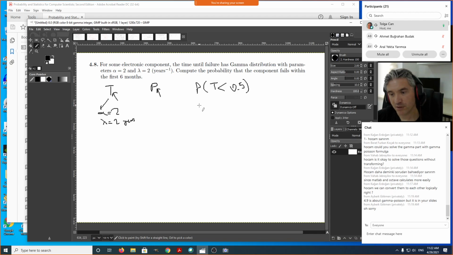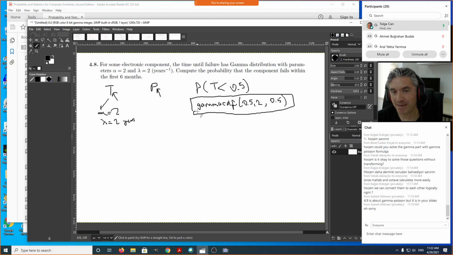Okay, so simply when we have Octave Online or MATLAB in our hands, all we need to do is use the gamma CDF with 0.5, 2, and since lambda is 2, we give 1 over lambda, so another 0.5 here. The multiplication of these two should give you the mean number of years, which is 1 here, alpha over lambda. So the solution to this exercise is directly the gamma CDF.